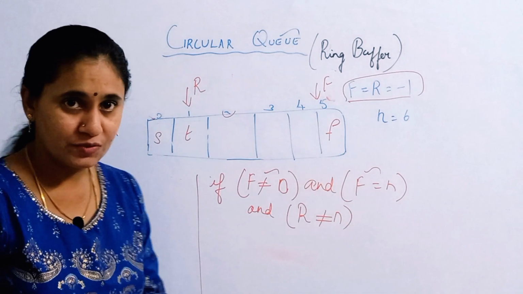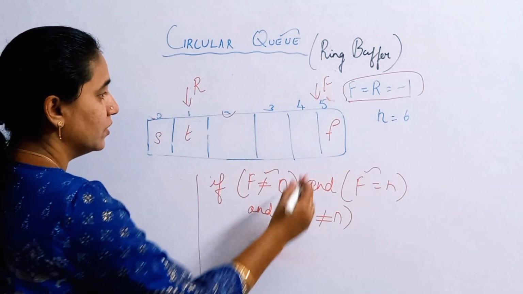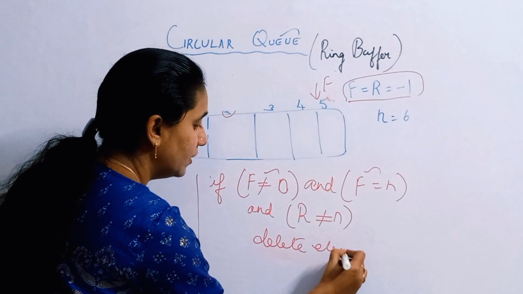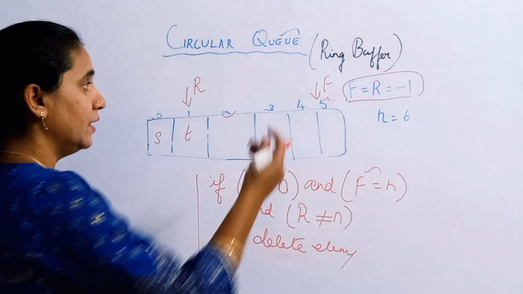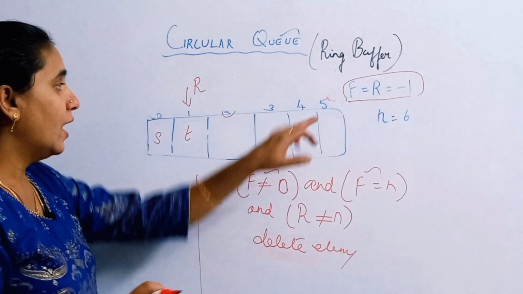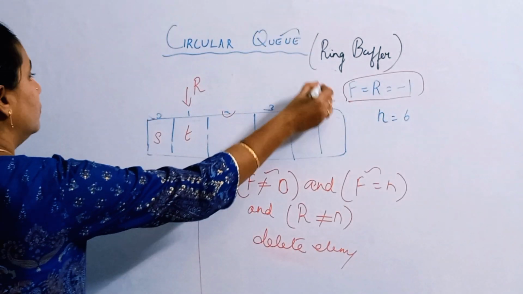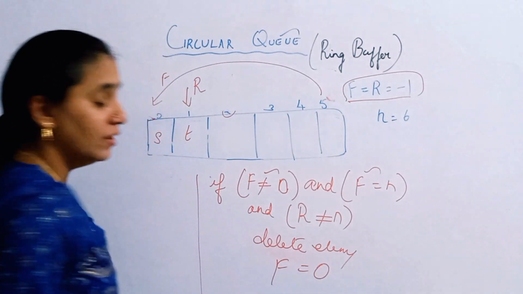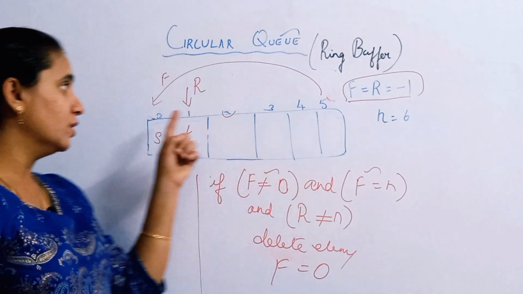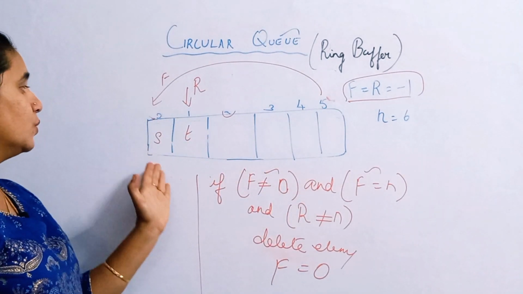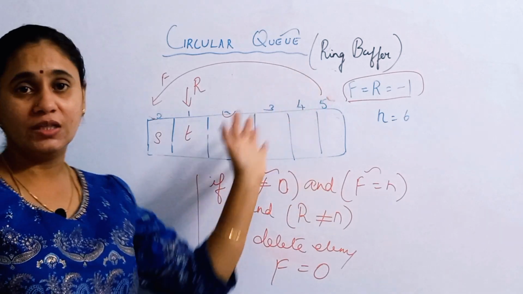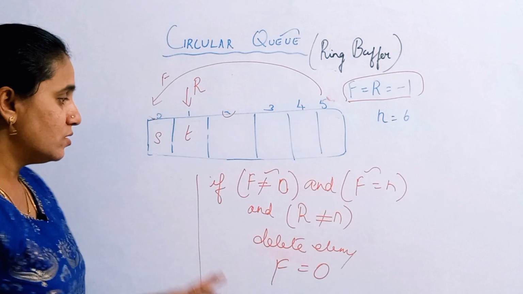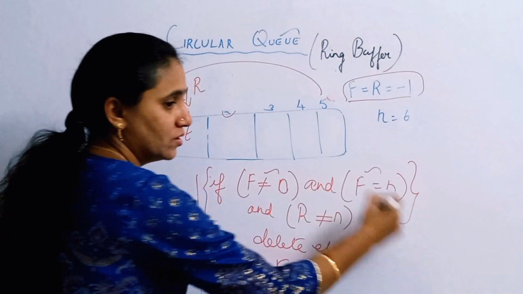Once these conditions are satisfied, that is, the main conditions are this and this, if both are satisfied, I will delete the element present here and reinitialize the pointer to here. Then I will be reinitializing the front pointer to 0. So, as usual, each and every time we will be checking all the conditions and performing the deletion operation. Okay friends, please make a note of this.